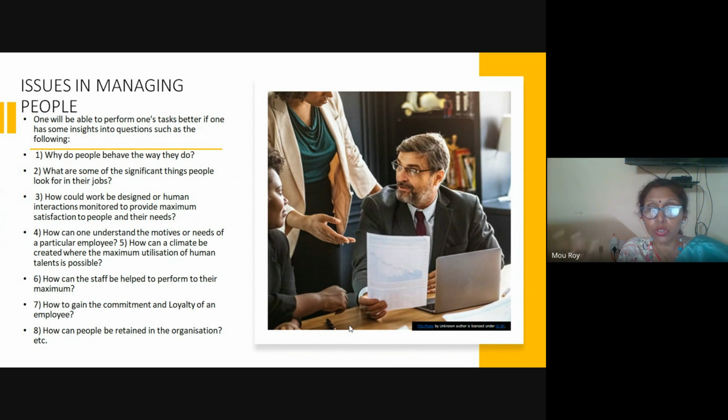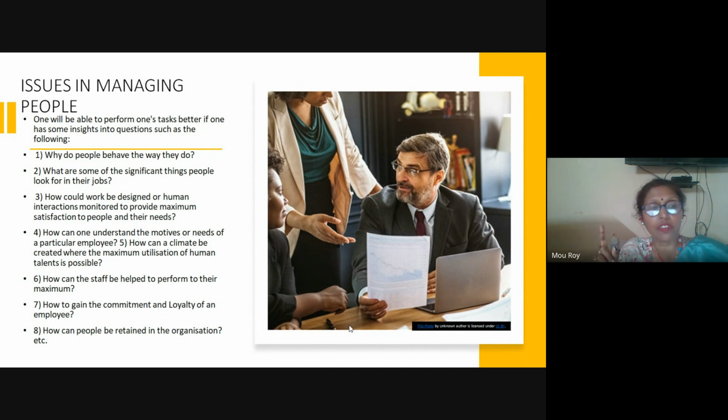So you should know how the staff can be helped to perform to their maximum and how to gain the commitment and the loyalty of an employee. That is very important. You have some commitment towards your organization. If you leave your job haphazardly and go without completing it, that means you don't have commitment. So your commitment is very important. Your loyalty to the organization is very important. Maybe you're working with some security agency, which needs to be kept secret, and if you open that up, then the secrecy of that organization is lost and people come to know. That would create an issue. So you have to be very loyal to the organization.